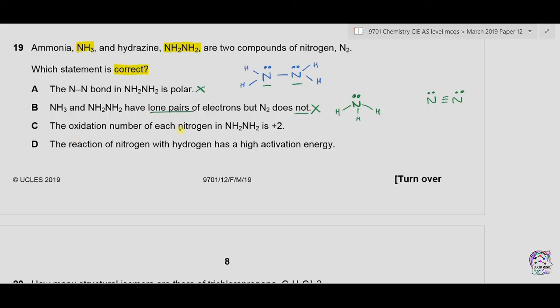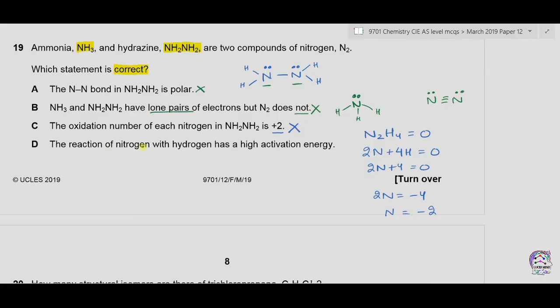C. The oxidation number of each nitrogen in N2H4 is +2. Overall, the charge on this molecule is 0. As nitrogen is more electronegative than hydrogen, the oxidation state on nitrogen is negative. We have 2 nitrogens and 4 hydrogens, equal to 0. The oxidation state of one hydrogen is +1, so for 4 hydrogen it will be +4, so 2 nitrogen is equal to -4, and for a single nitrogen we would have -2. In the question it says +2, so therefore this is also incorrect.